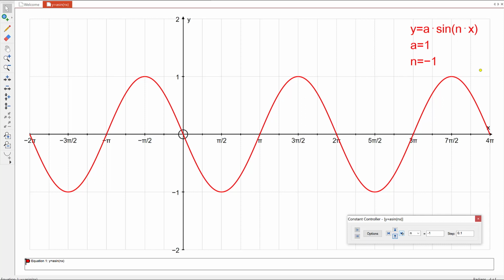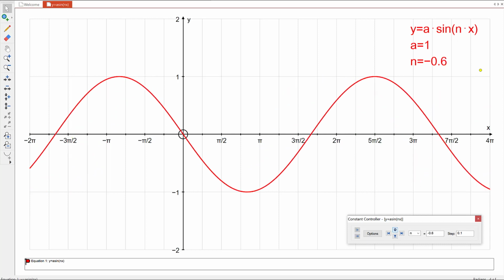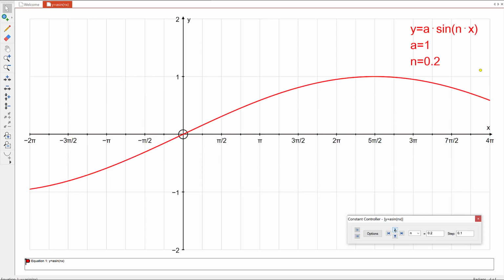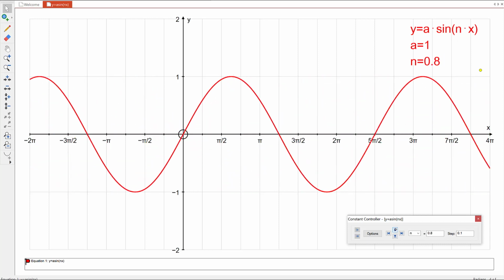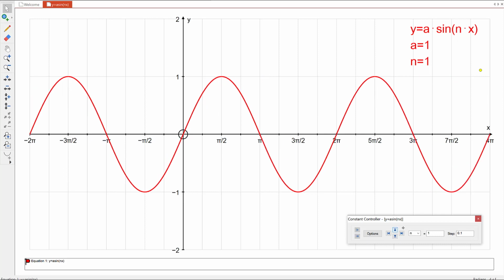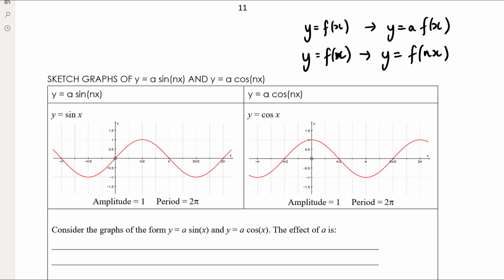In the case of the cosine function, making n negative would reflect the graph in the y-axis, but the cosine graph's already symmetric about the y-axis, so it doesn't actually change anything. So we wouldn't bother to worry about n being negative, but it does follow from all of our other functions in that it is about reflection in the y-axis. Okay, let's go back over to the notes.